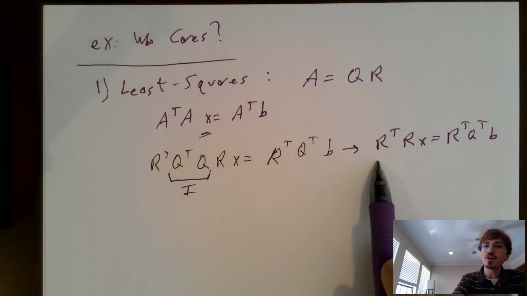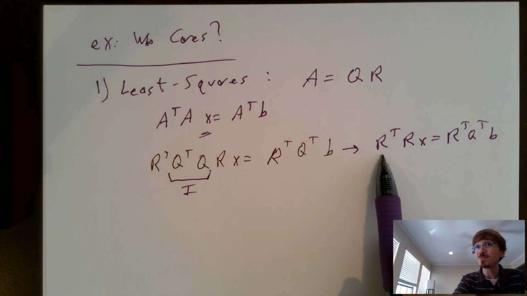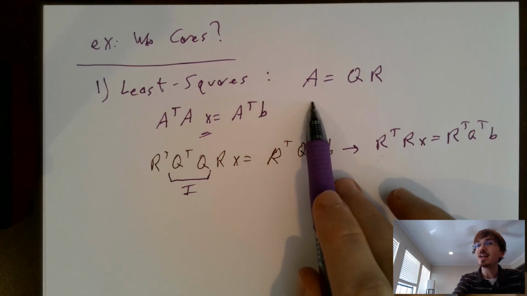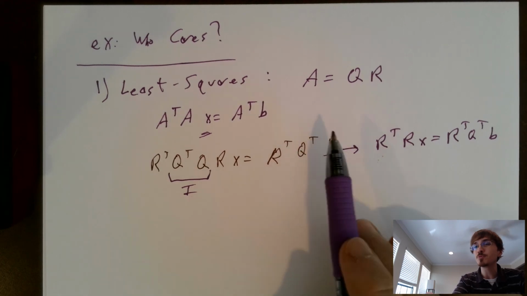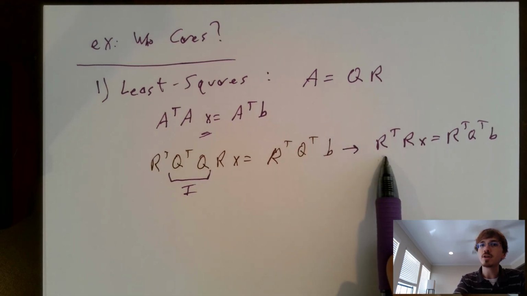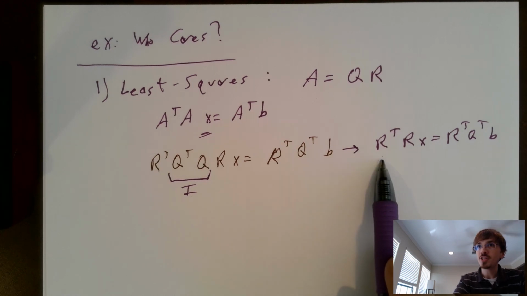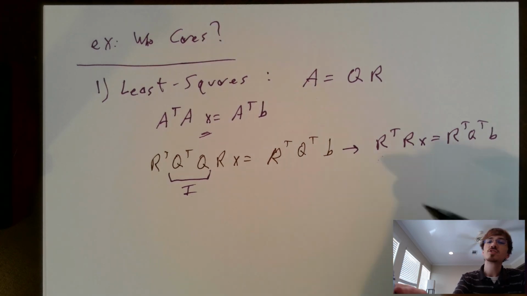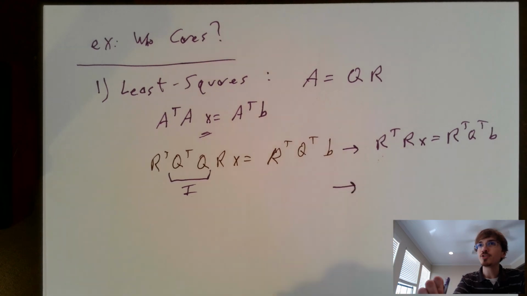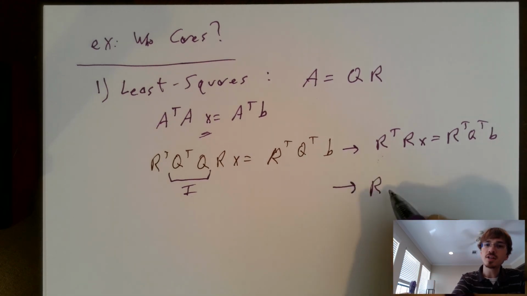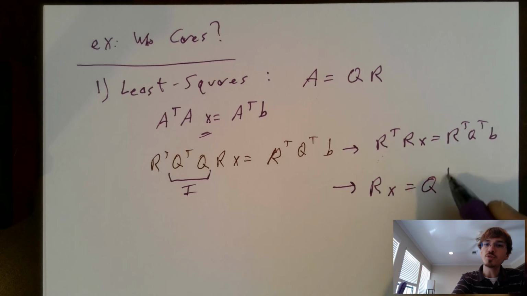What do I know about R now? R transpose is lower triangular and it has positive diagonal entries, as long as A had linearly independent columns, so that we can get this QR factorization. If R transpose has positive diagonal entries, then it's invertible. So we can multiply both sides on the left by R transpose inverse to get Rx equals Q transpose times B.